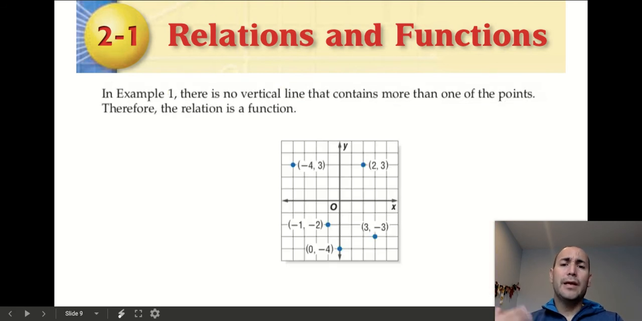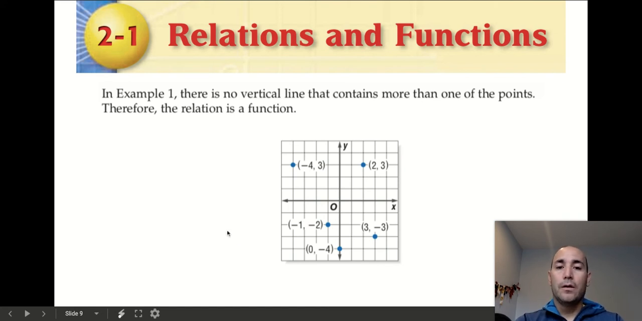So going back to example one, there would be no vertical line that contains more than one of the points. If I take a vertical line and move it across, it would never touch two or more points at the same time. So again, if I move it across, it only ever hits a point at any single time and never hits two of the points at the same time.